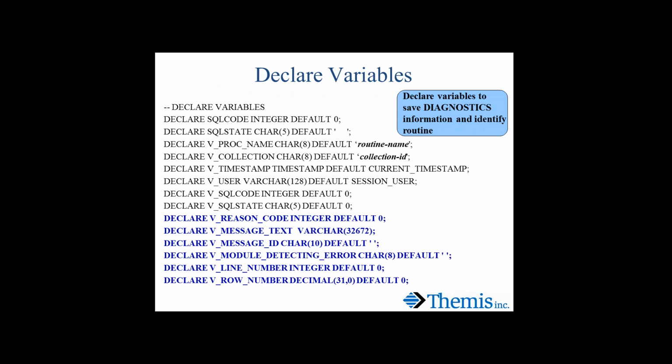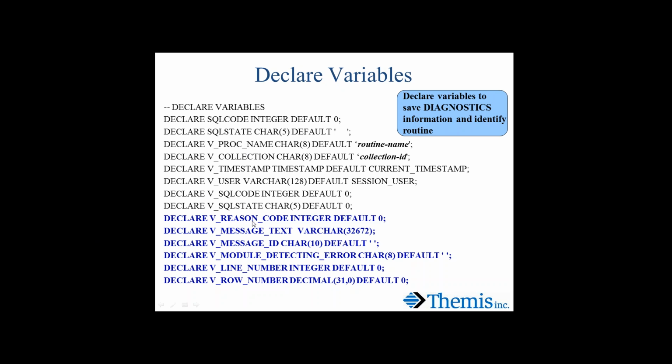Now, this is a set of variables I use frequently in my common routines. So in my native SQL procedure, I'm going to declare my SQL code and state. I'm going to set up the variables to save the procedure name, my name, the collection ID I'm bound into, when the error occurred, the current timestamp, what the user ID, the session user ID is for the auth ID. I want to set up a variable to save the SQL code and the SQL state in.